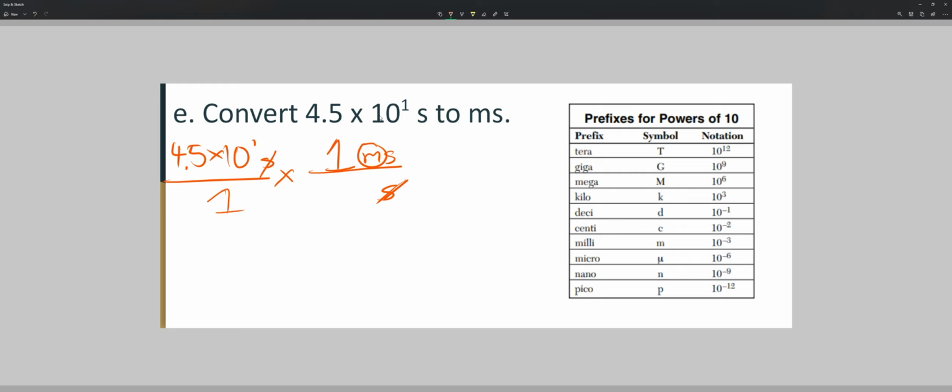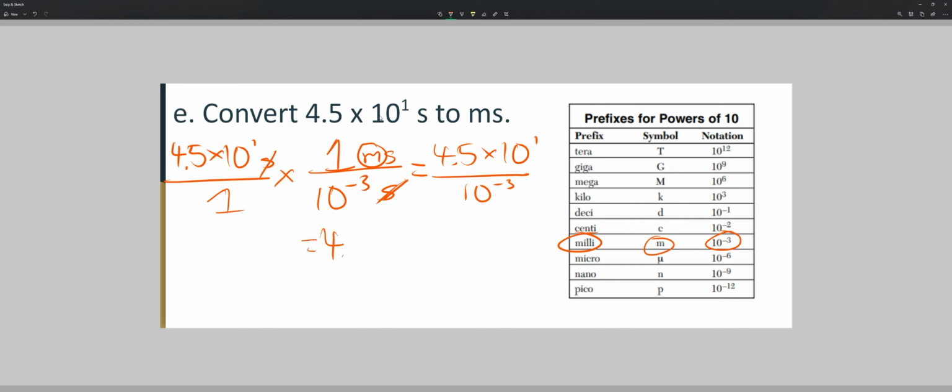The unit with the prefix is a millisecond, right? So that m is our prefix. And what is 1 milli equal to? Well, 1 milli is equal to 10 to the negative 3. I'm going to put that on the bottom. So I have this 4.5, multiply it out, so 10 to the 1 divided by 10 to the negative 3. So again, if you recall, when you're dividing by powers of 10, you have to actually multiply them, and then you're going to flip the sign.